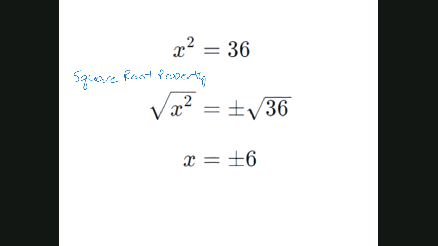So in order to use this, we need to have our variable raised to the second power isolated by itself equal to the number. Then we perform the square root property on both sides of our equation to keep it equal, and then we simplify if we can. Let's take a look at a problem.